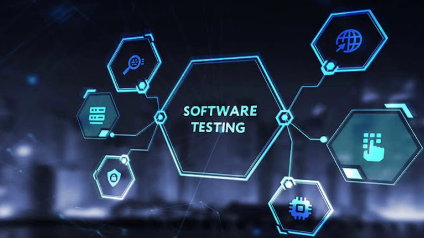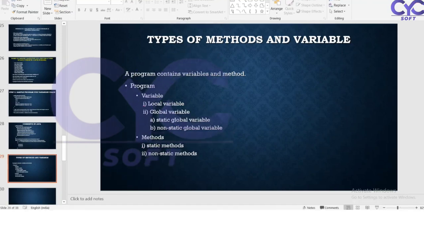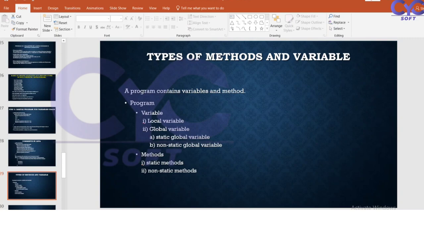Hi guys, today we are going to be discussing the types of methods and types of variables. So we have methods and variables. I have explained to you that in a class we have methods and variables. We are going to be calling them the behavior and the statement.